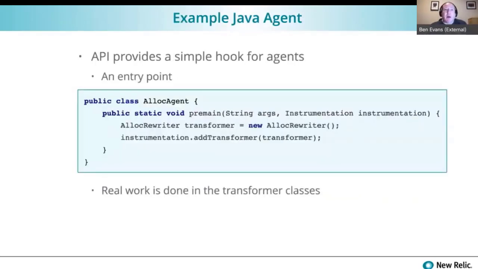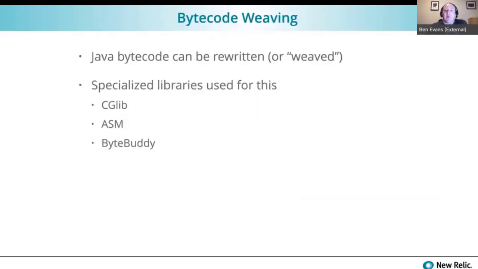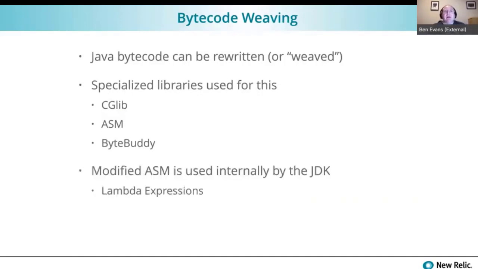There is a very simple hook for agents, and I'll probably just skip this and show you a real code example. Now, Java bytecode can be modified. There are specialized libraries used for this, the most well-known of which are probably ASM and ByteBuddy. Oh, and it's worth noting, I think we actually saw this earlier, that the ASM library is so widely used, there's actually a shaded version of it used inside the JDK itself. And ASM is used for things like Lambda expressions, and increasingly bytecode transformation and runtime bytecode generation is used even by the core libraries within the JDK.